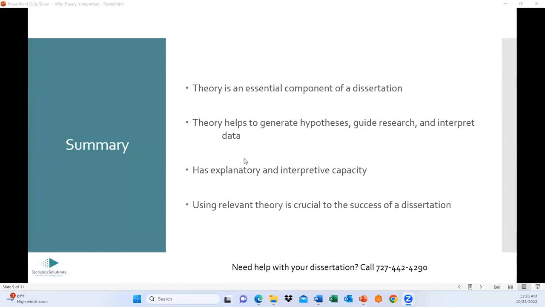Okay, and we're at the end. Theory is an essential component of the dissertation. Just to recap here, it helps generate hypotheses, guide your research, and interpret data, especially in chapter 5, when you get your results, because part of what you need to do is interpret your results and discuss your results. And part of that is discussing your results in relation to previous research, right? Seeing if your findings support, don't support, or show something entirely different than previous research. But also, your theory can help too here.